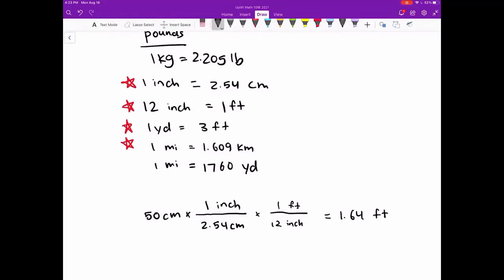So this is called unit analysis, if you're wondering, because we're canceling out the units.